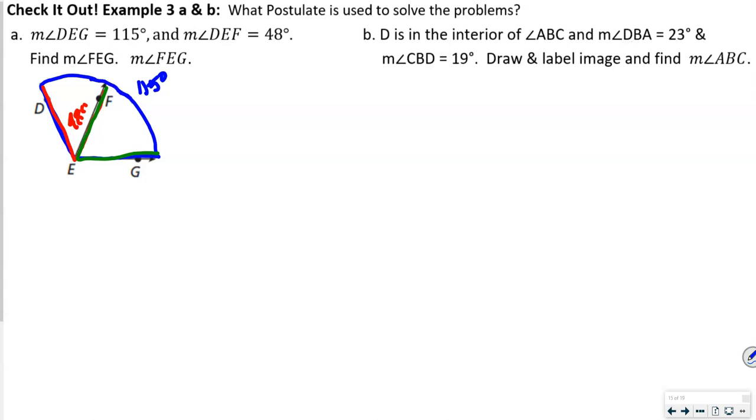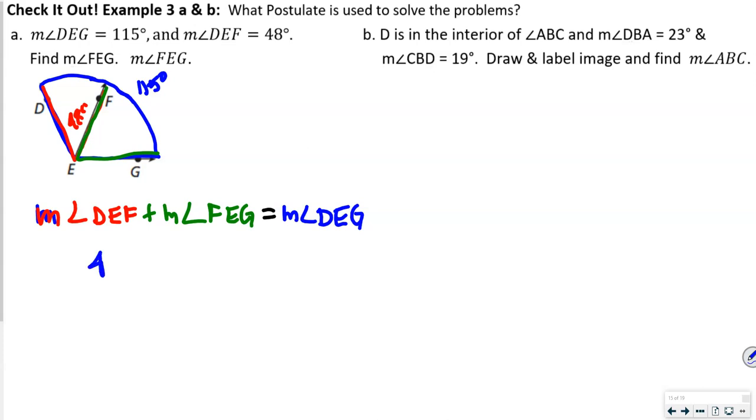So I'm going to write it down here. So we're going to say the measure, actually let me do it in red since it was red. The measure of angle DEF plus the measure of angle FEG is going to be equal to the measure of our whole big angle, the measure of angle DEG, right? So again, we're just subbing in values here. So this is going to be 48 plus, and we're going to leave this here because we're going to solve for this one, the measure of FEG. And that's going to be equal to our 115, right?